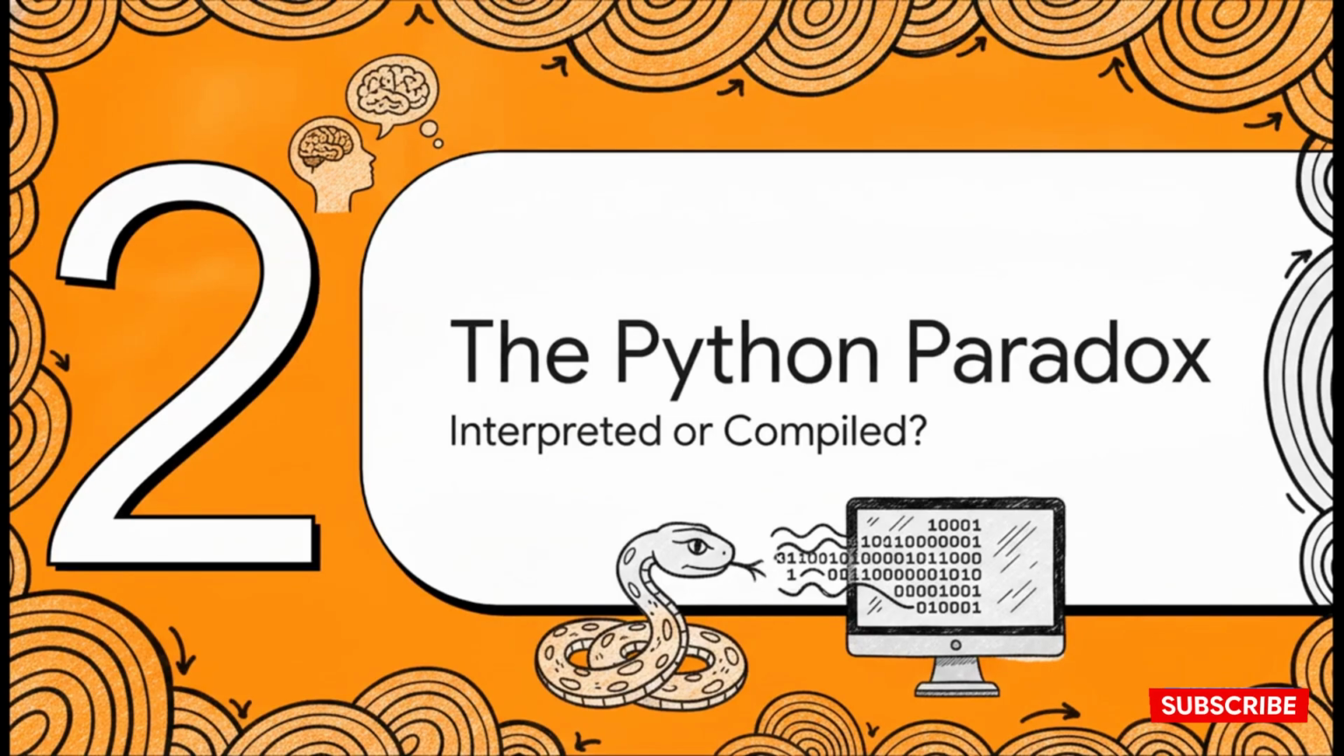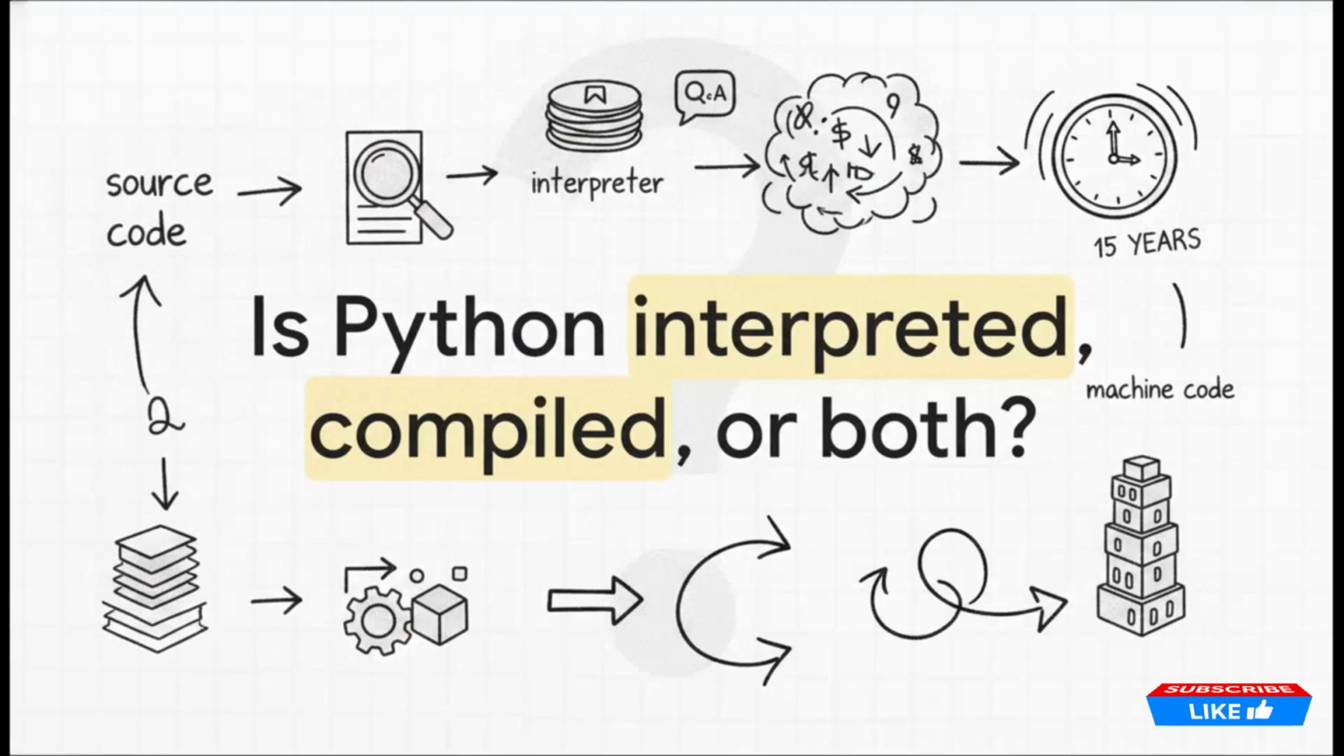Section 2, the Python paradox. Now that we've got those basics down, let's look at a real-world example that constantly trips up even veteran developers. Let's talk about Python. For almost 15 years now, there's been this massive debate raging on Stack Overflow, hundreds of thousands of views, dozens of super detailed answers, all fiercely arguing over one seemingly simple question. Is Python interpreted, compiled, or both?